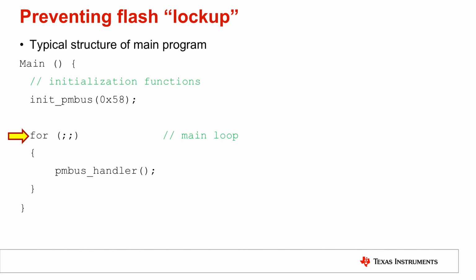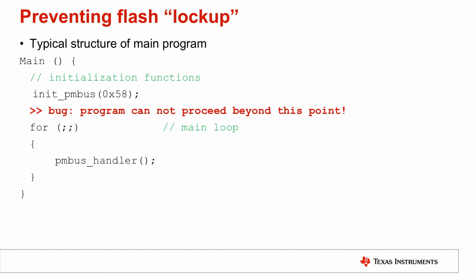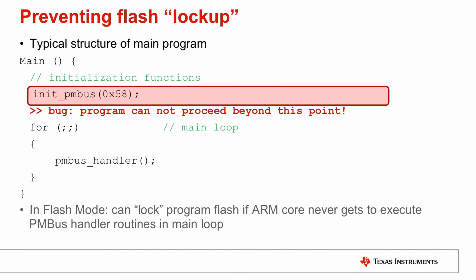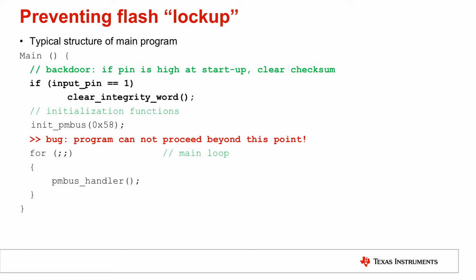But what if there's a bug in the program that prevents the main loop from ever being reached? This means that the PMBus handler routine will never be called, thus preventing us from accessing, erasing and reprogramming the flash. So the program flash becomes locked and the part can never be reprogrammed. Thus we recommend placing a backdoor at the start of main to circumvent this issue.